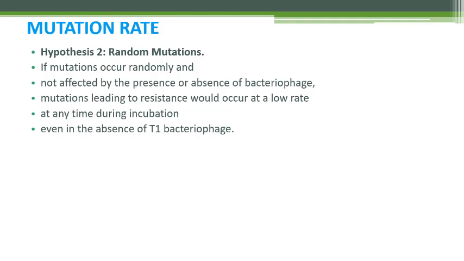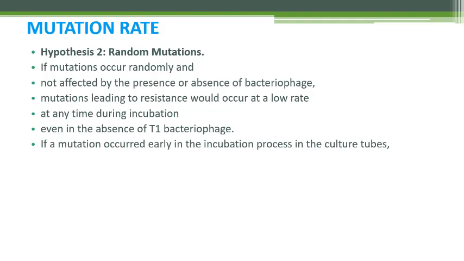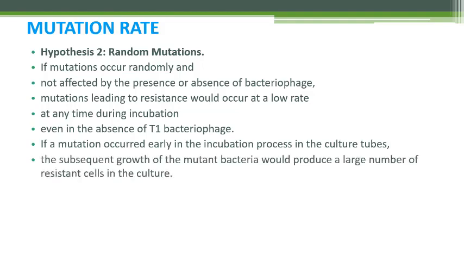Now, if mutations are random, the mutation would occur both in the presence and in the absence of the phage, because they are not adaptive, they are not in response to bacteriophages. Now, there are two chances of the mutation. If mutation occurred early in the incubation process, then we would get a large number of resistant colonies.